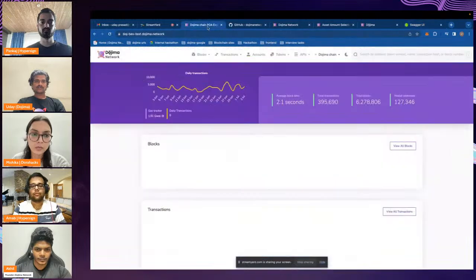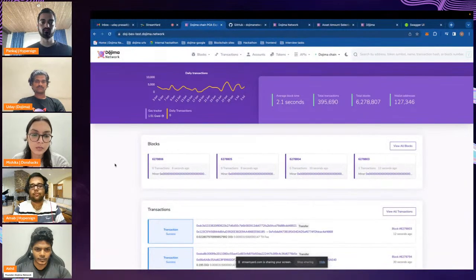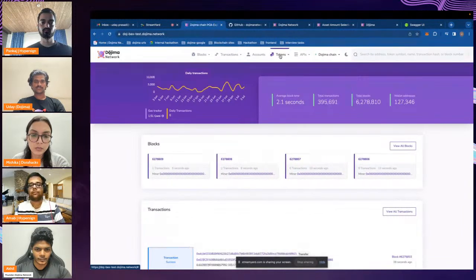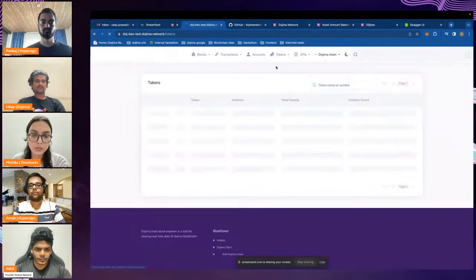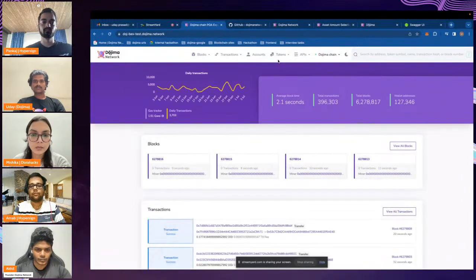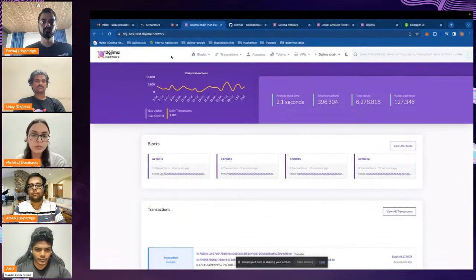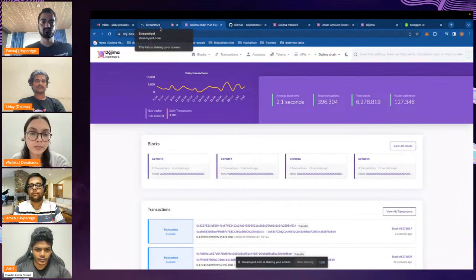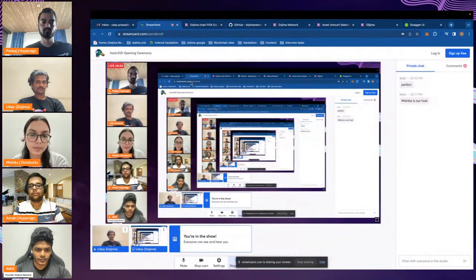And we also have a Dojima Explorer, where once the user deploys their tokens on top of the Dojima chain, they can view them over here. These are the previously deployed tokens, the sample tokens which previous hackathon users have deployed. Yeah, these are some of the products which we are providing to users right now.